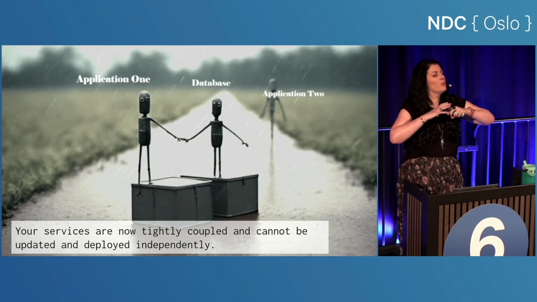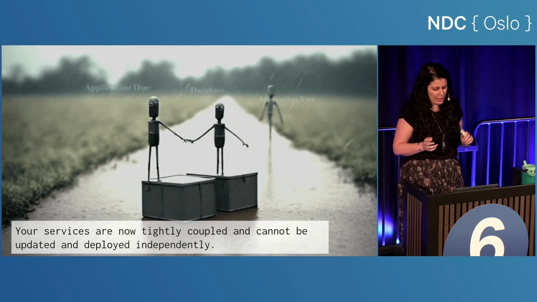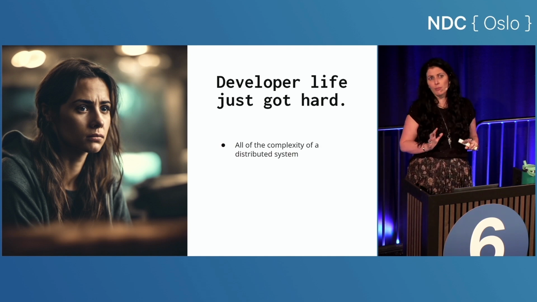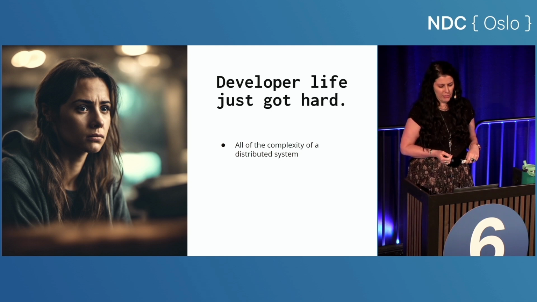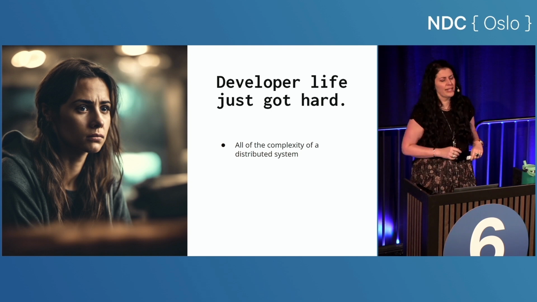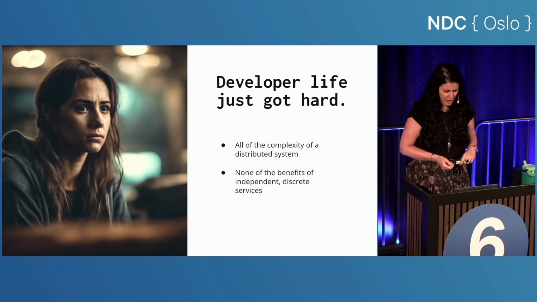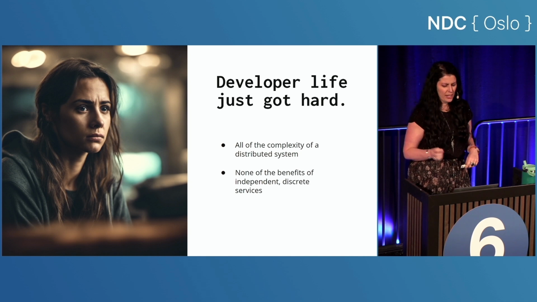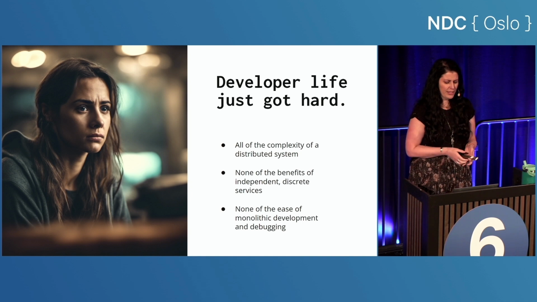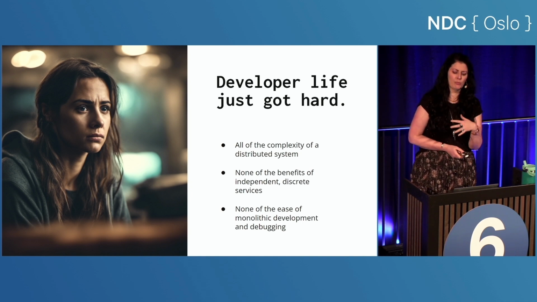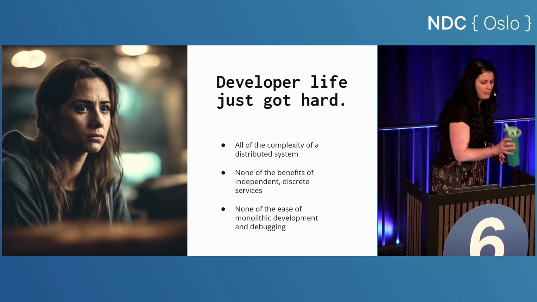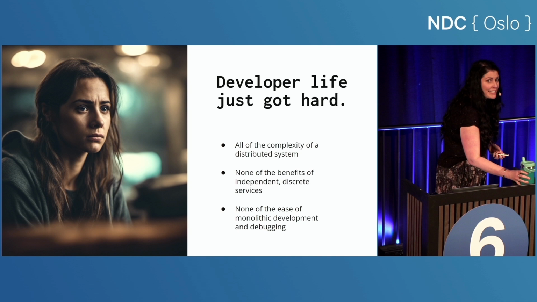This is the worst possible situation to be in, okay? This is where you do not want to be, because you have all of the complexity of a distributed system, like all of that horrific local development stuff and all the coordinating and monitoring and all that stuff, but you have none of the benefits of independent, discrete services because you've just coupled them. You also don't have any of the ease of monolithic development and debugging. This is just a really, really awful place to be. And it is so common.